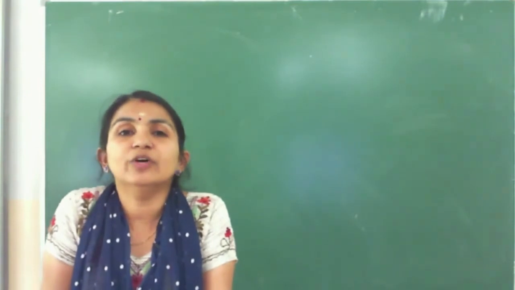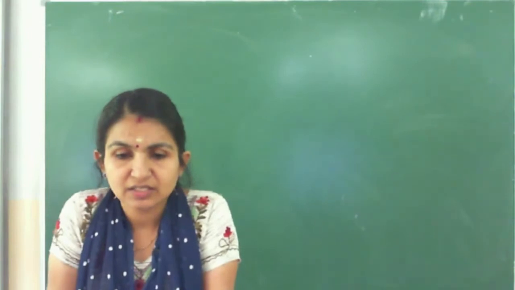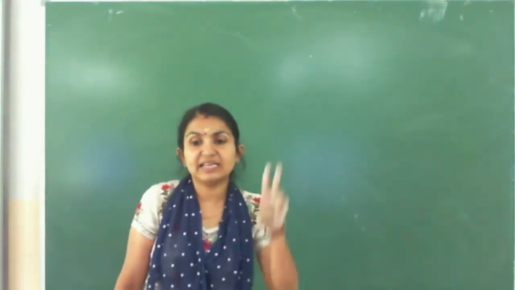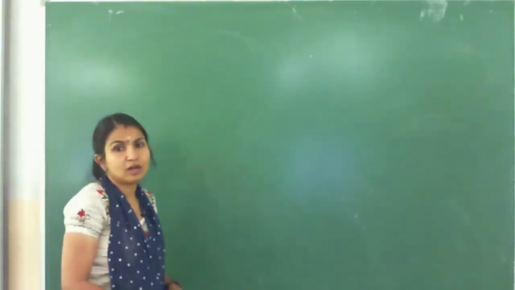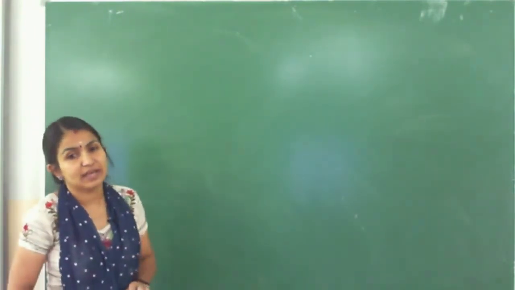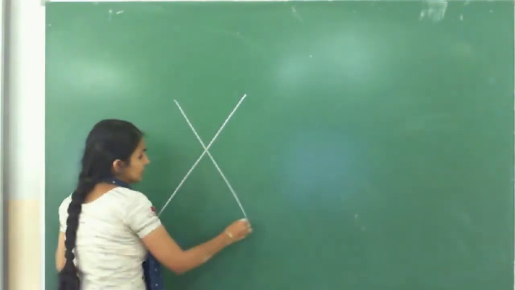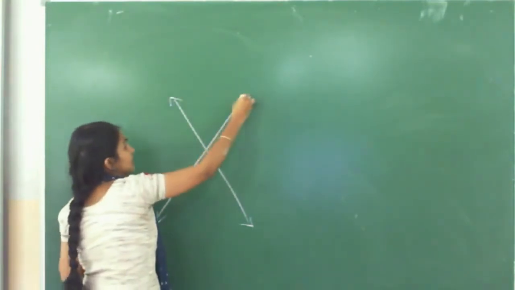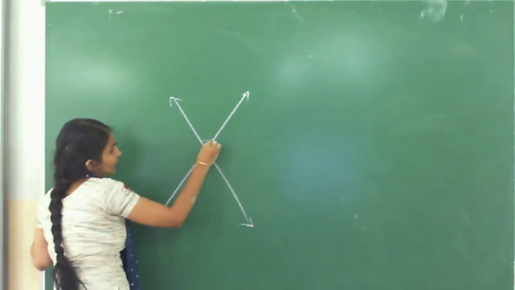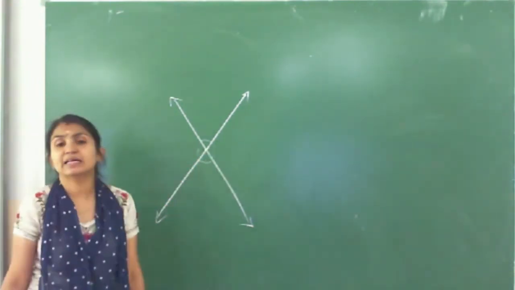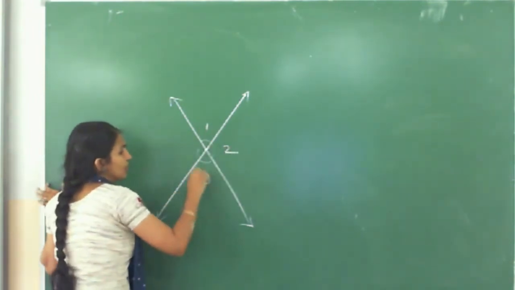Next one is vertically opposite angles. What is meant by vertically opposite angles? When two straight lines intersect, they form angles. These angles are called vertically opposite angles. One straight line, another straight line. These two lines are intersecting at this point. We are getting four angles here.